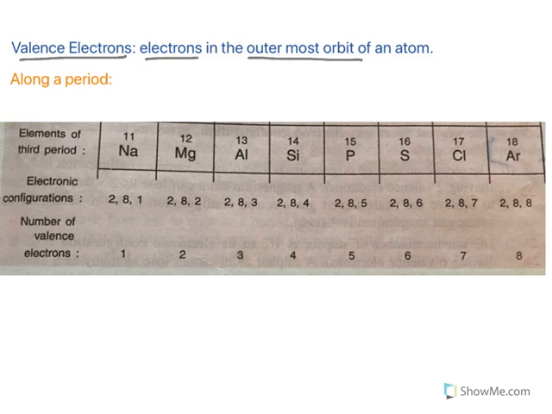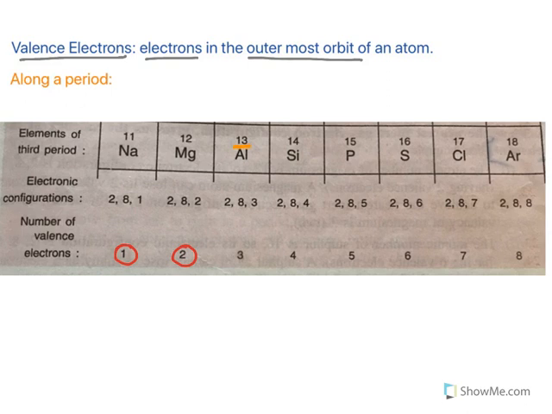Now, when we go along the period, here we have taken the third period. First we have sodium, and we write the electronic configuration of sodium. The atomic number is 11 and the configuration is 2, 8, 1. So we see the number of valence electrons is 1. Next we get on to magnesium, atomic number 12, electronic configuration 2, 8, 2. So valence electrons in the outermost orbit 2. So valence electrons 2 for magnesium.